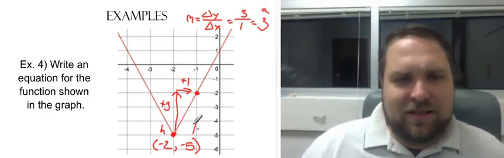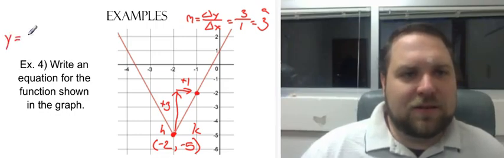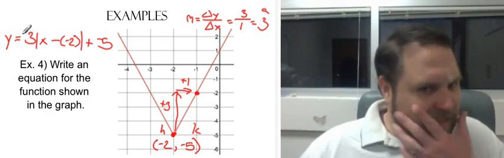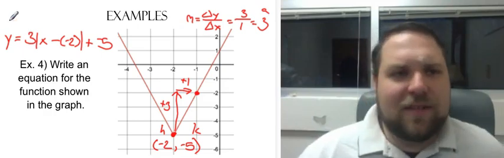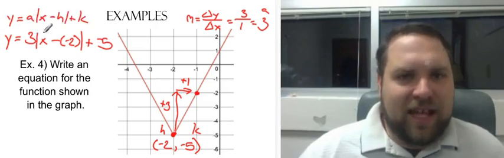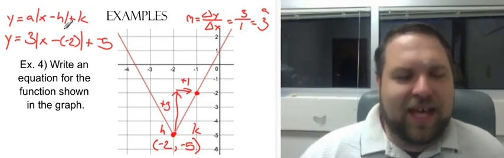This is h, and this is k, so we're ready to write this equation. We would say that y equals 3 times the absolute value of x minus h, h is -2, plus k, which is -5. Now, let's back up a step just in case you're wondering where this came from. Remember, my vertex form looks like this. So now that I've found a was 3, the slope of the right arm, I just plug that in. H was -2, k was -5.